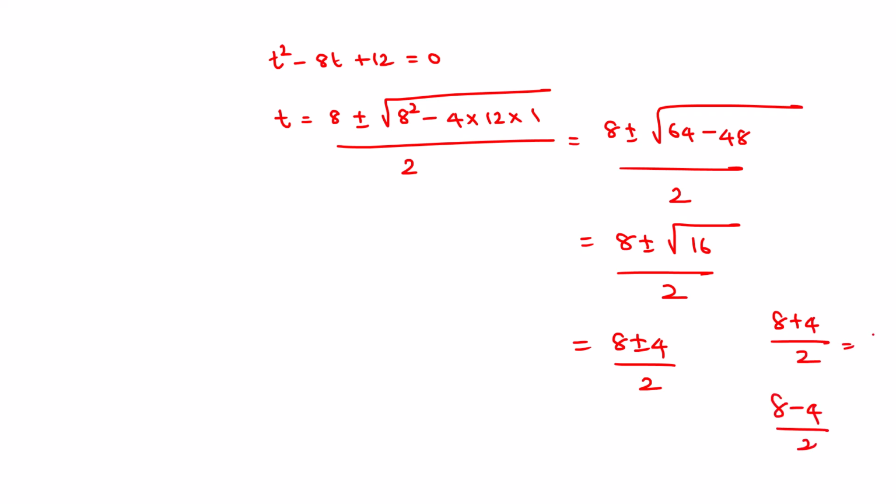This is 12 by 2, that is equal to 6. This is 4 by 2, that is equal to 2. So the time will be equal to either 6 seconds or 2 seconds. So we will choose the minimum time, that is equal to 2 seconds.